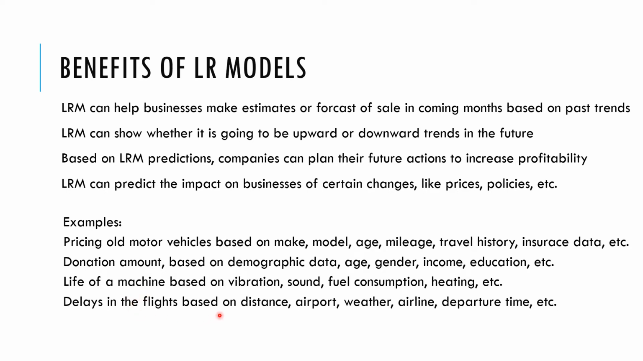Let's say based on data like distance it is going to travel, the airport, the climate condition, airline, the company, departure time. Based on all these data, our predictive model can predict if the flight is going to be delayed, and for how long. In a classification model, we can build whether it is going to be delayed or not. But here, since it's a linear regression model, it can also predict the exact delay, the amount of delay.